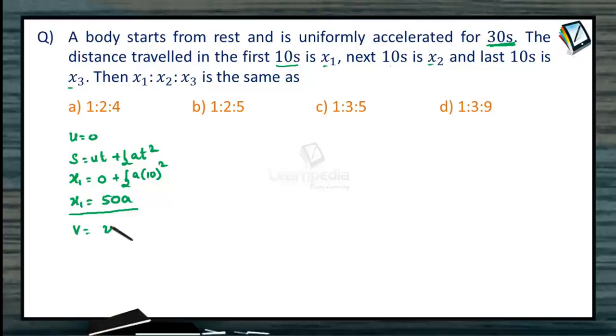v = u + at. So v, or v1 I can call, equals initial velocity 0 plus a into 10. So v1 will be equal to 10a.